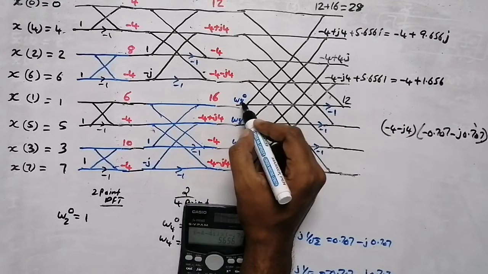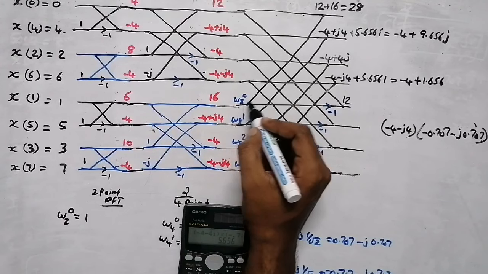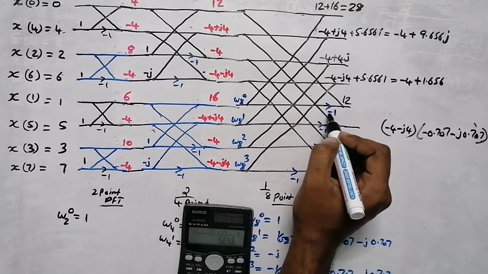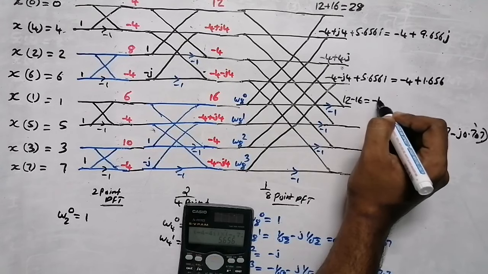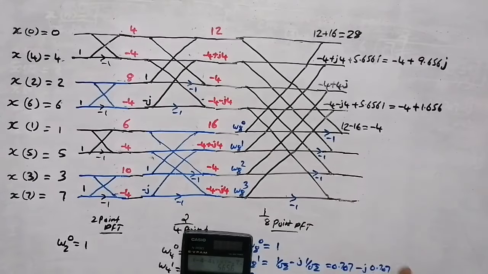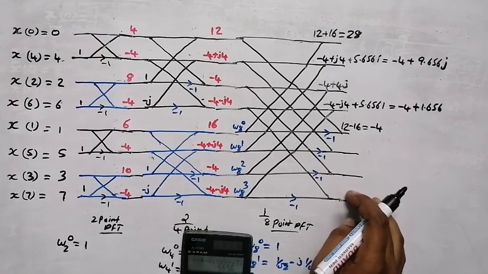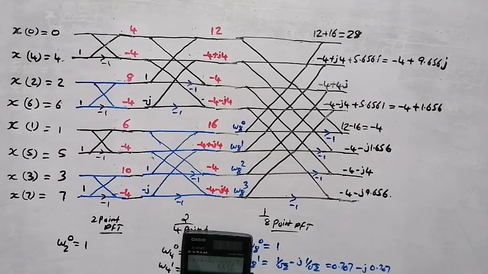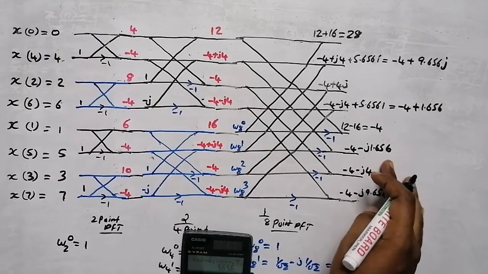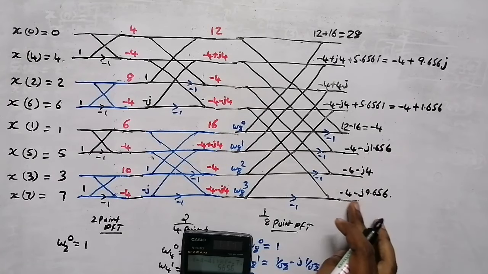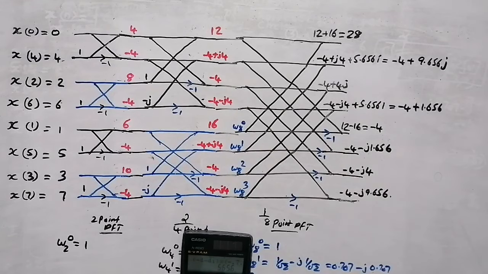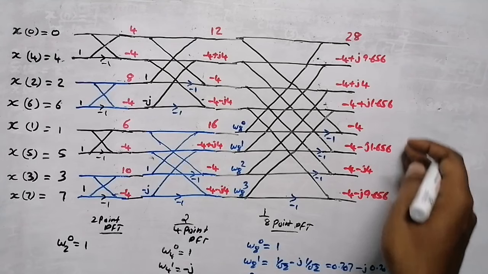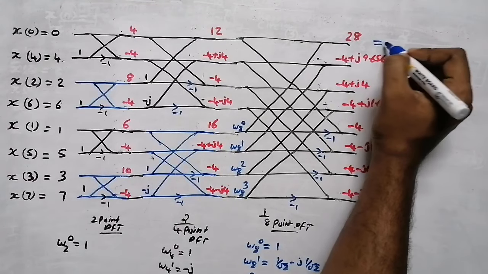12 in this line, 16 into W8 raised to 0, which is 1. So 16 into 1 will be 16. Then here it is minus, so 16 into minus 1 will be minus 16. So 12 minus 16, we are going to get the answer as minus 4. Like this, find the remaining values. We will get the values as minus 4 minus j1.656, minus 4 minus j4, minus 4 minus j9.656. Now write all these values here. So this will be our final value that we are going to get.